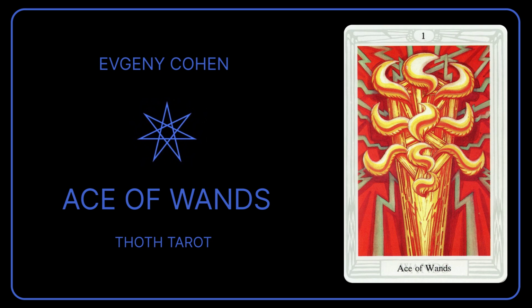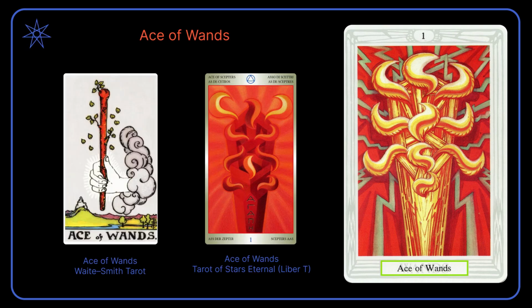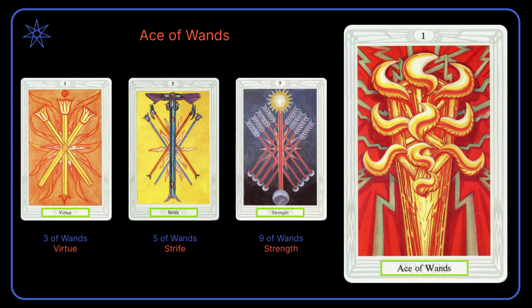I'm a tarologist, astrologer, mystic and esotericism explorer. In this video we will talk about the Ace of Wands. Aces don't have specific names, like the numeral cards from 2 to 10. For example, we see that the Three of Wands is called Virtue, but the Ace is simply called Ace of Wands. This is because aces hold a unique position and stand apart from the rest of the suit.